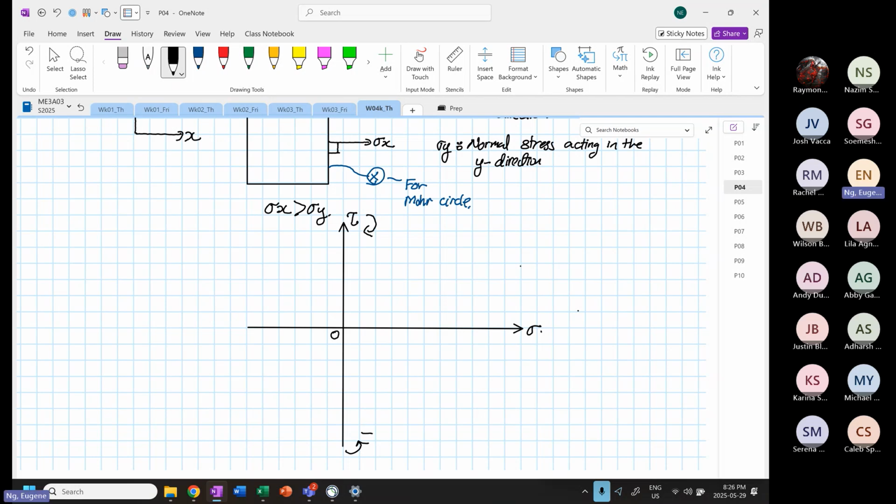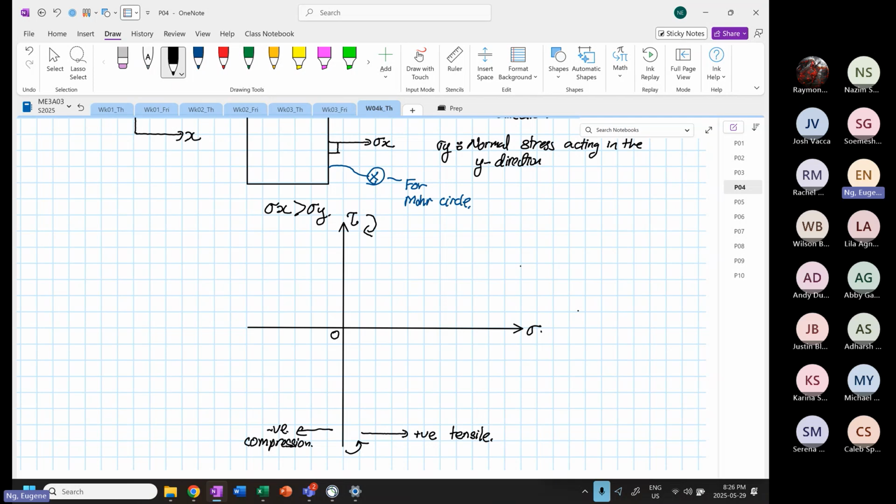Towards the right is positive, means it is what? The normal stress is tensile. Okay, towards the right. Towards the left, okay, is negative. Negative means it's under what? Pressure. Okay, so one is under tension, the other one is under compression.